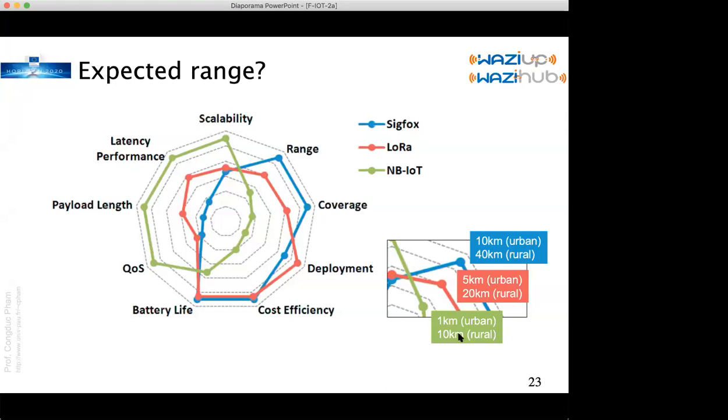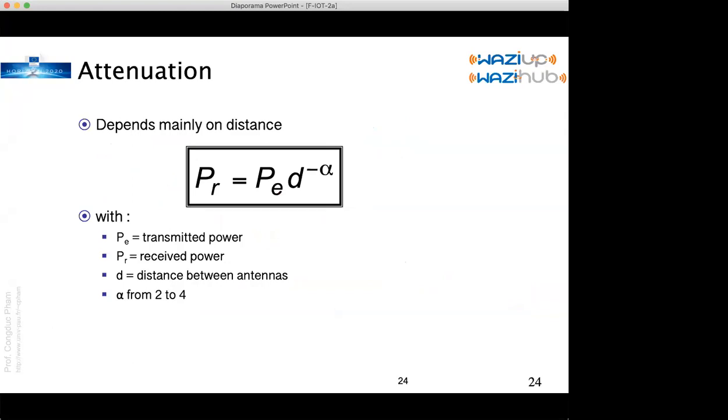So rural, there's no high buildings. Mostly you have what we call line of sight with few obstacles, but it means that you don't have the very dense building that will create lots of attenuation. So talking about attenuation, when you transmit a signal, an electromagnetic signal, it's going to attenuate. And this is the general equation showing the transmitted power. Okay, so let's assume that you transmit at 2 watt, for instance, which is quite high. And then you have the distance, and then you have the power you will receive at the receivers.